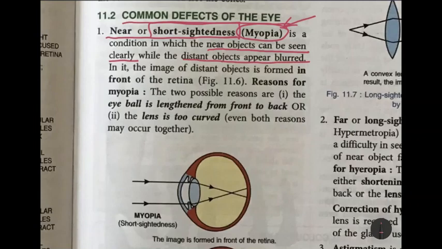So in it, the image of distant objects is formed in front of the retina. You can see in this diagram how the image is supposed to be formed here on the retina, but the rays are intersecting here, so the image is formed in front of the retina. Okay, so what are the reasons for myopia? There are two reasons. First, the eyeball is lengthened from front to back. It has become flat, okay, as if you have squeezed it, or the lens is too curved. Either of these two reasons, or sometimes even both the reasons may occur together.